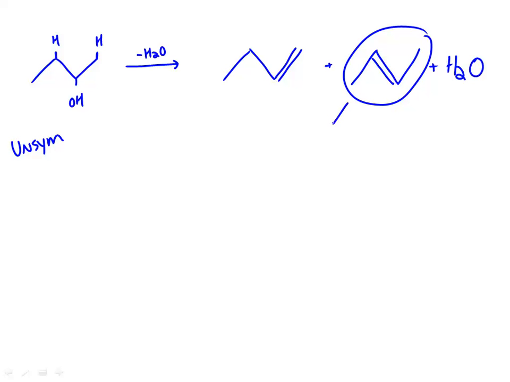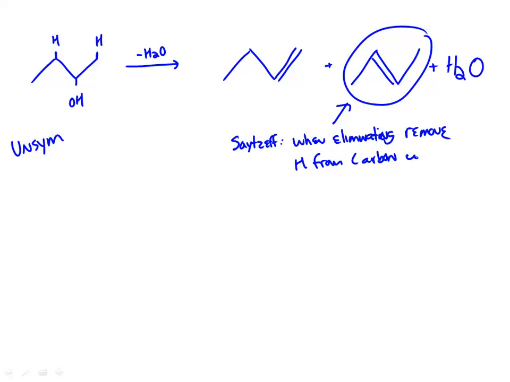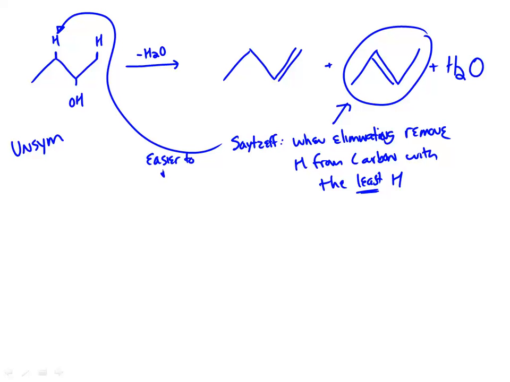Yeah, so this is Saitsev. He said, when eliminating, remove the hydrogen from the carbon with the least hydrogens. And so Saitsev says that this hydrogen is easier to remove and more stable.